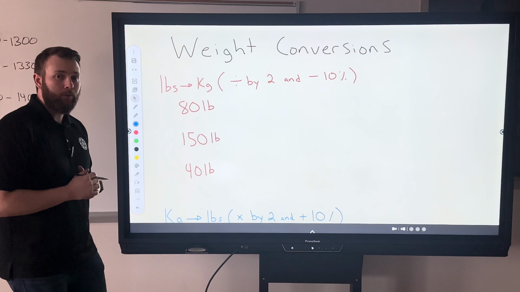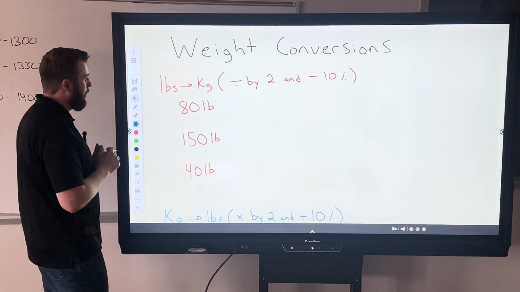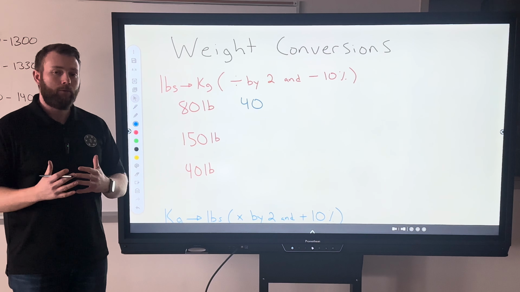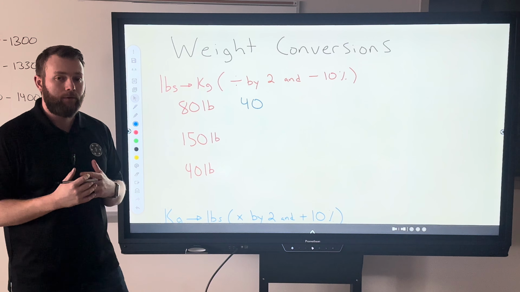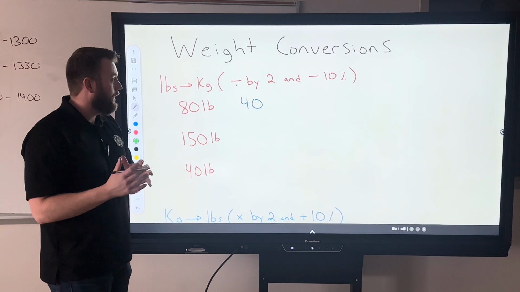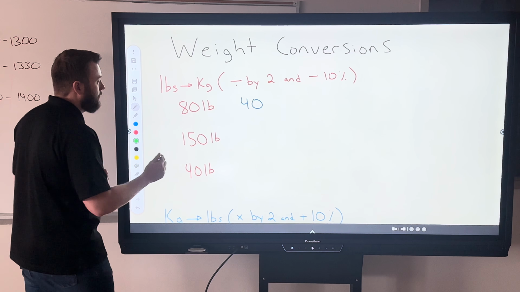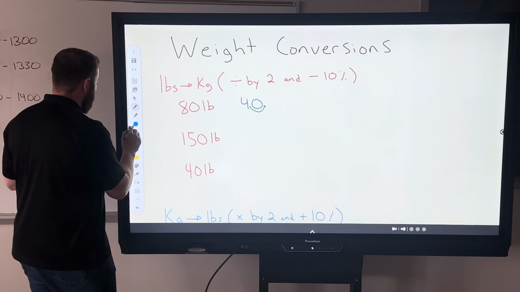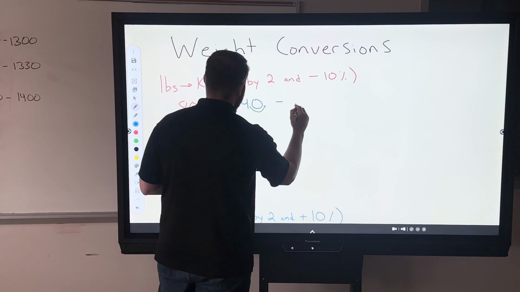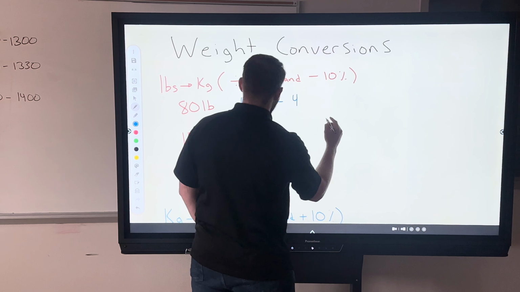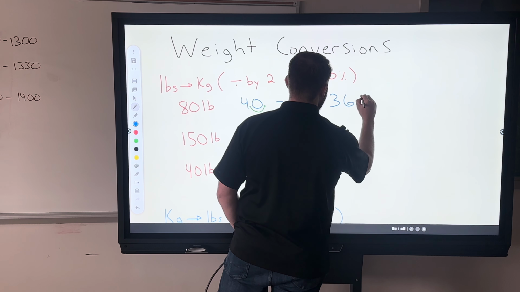So say I have a patient that weighs 80 pounds. First step is to divide by 2, and that's going to give me 40, right? Now I need to determine what 10% of 40 is. The way that I can do that is by moving my decimal place one place to the left. That's 10%. So if my decimal place is here, move it one place to the left. I'm now going to subtract 4 from 40. That should give me an answer of 36 kilograms.